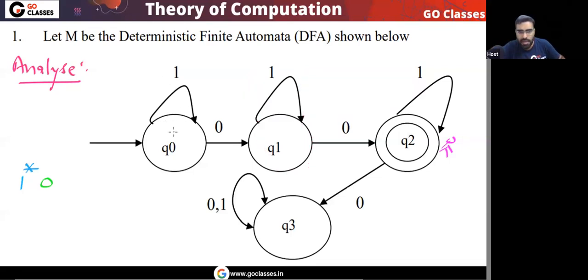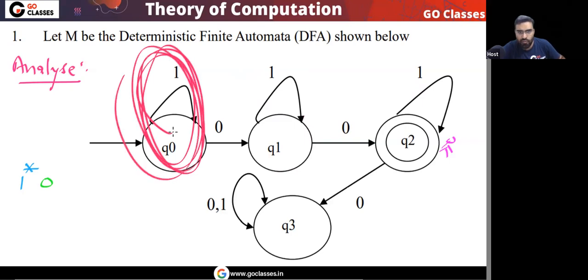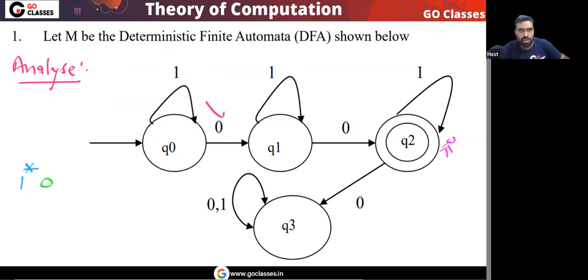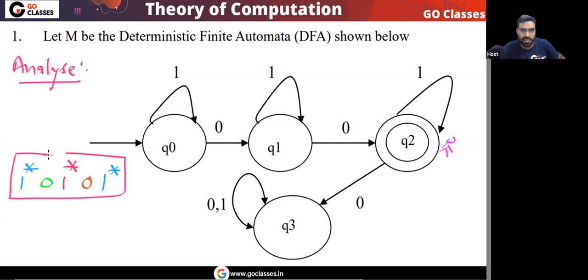So remember, initially any number of ones you can ignore. Then 0 should come. Then any number of ones you can ignore. Then again 0 should come. Then again 0 should come. Okay, now this is accepted. And you can notice in the final state, any number of ones can come. This is your language.